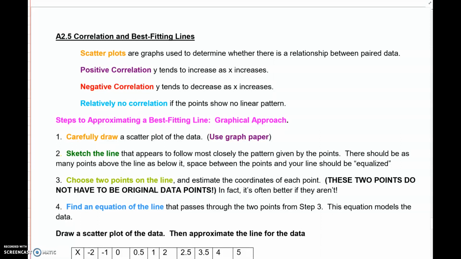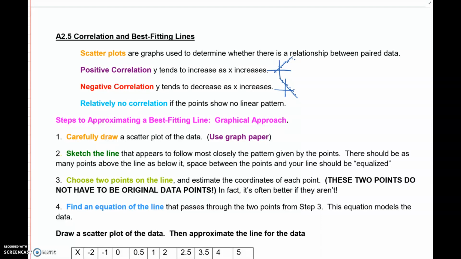Positive correlation is when y tends to increase as x increases. So if we have a scatter plot where the data seems to be scattered around a line with positive slope, then that would have positive correlation. Negative correlation would be a scatter plot where the data appears to be scattered along a line of negative slope. The y values decrease as the x values increase. If there's no linear pattern whatsoever, that means there's relatively no correlation.